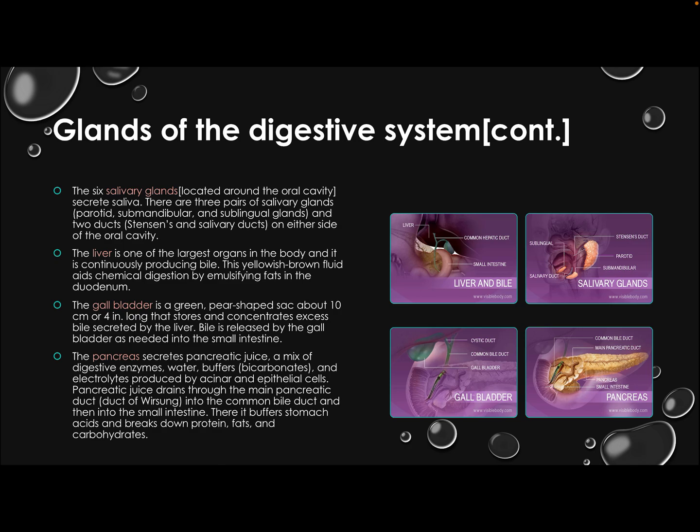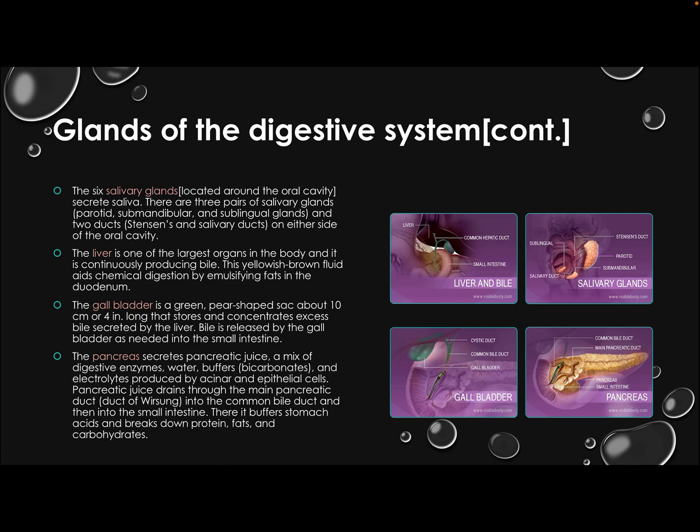The next gland is the liver, which is one of the largest organs in the body, and it is continuously producing bile. The bile is a yellowish-brown fluid which aids in chemical digestion by emulsifying fats in the duodenum. The gallbladder is a green pear-shaped sac about 10 centimeters or 4 inches long that stores and concentrates excess bile secreted by the liver. Bile is then released by the gallbladder as needed into the small intestine.